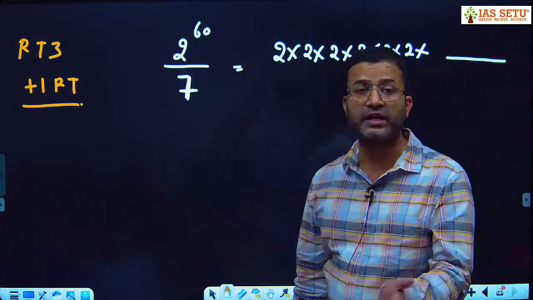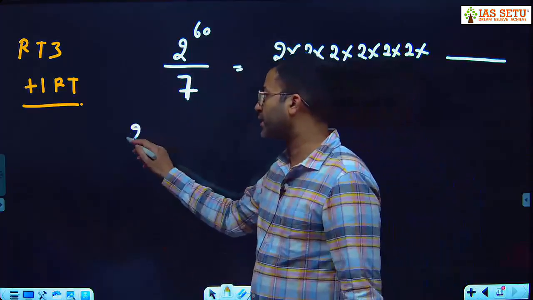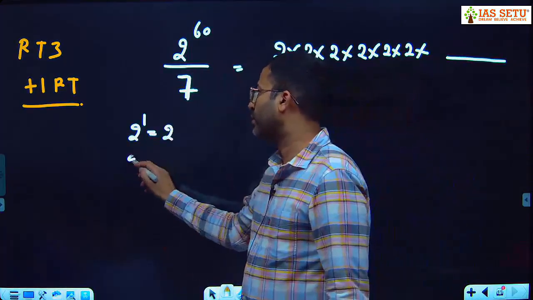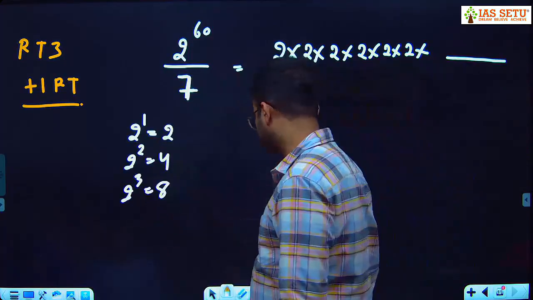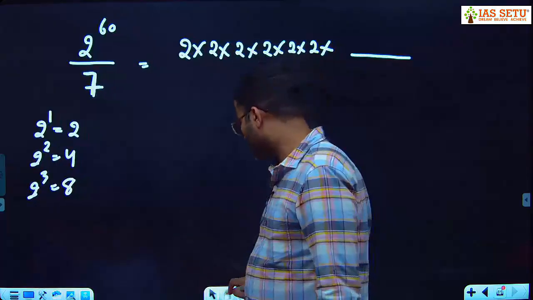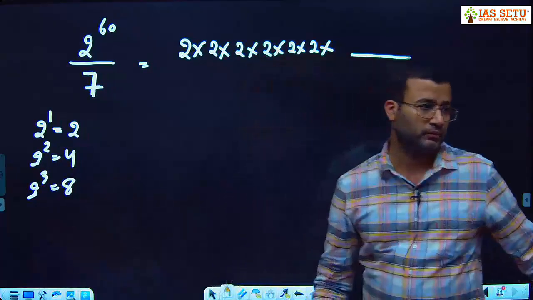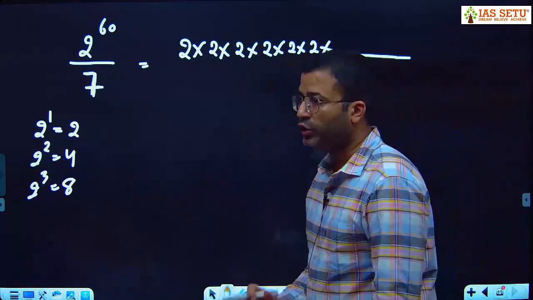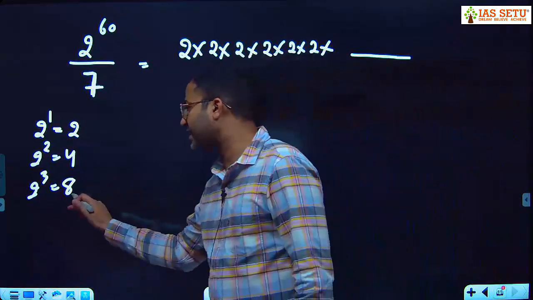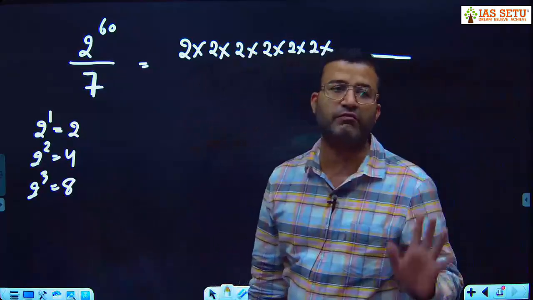And if it is 1 extra, perfect. Like here 2 to the power 1 is 2, 2 square is 4, 2 cube is 8. So this 8 will help you. I tell you how. Because this 8 with respect to 7 gives remainder 1.